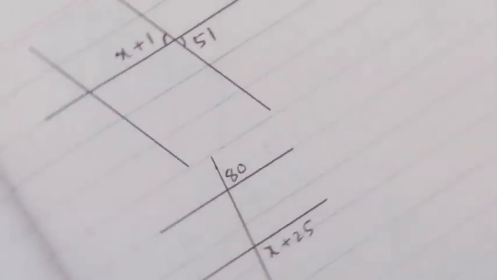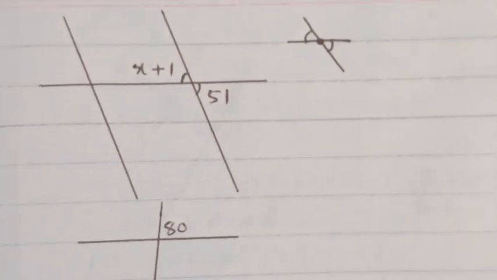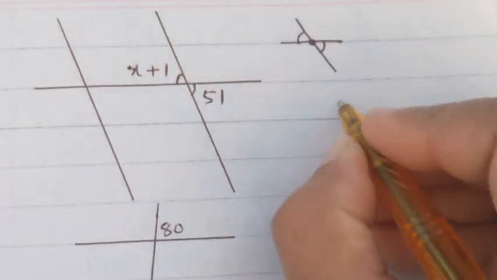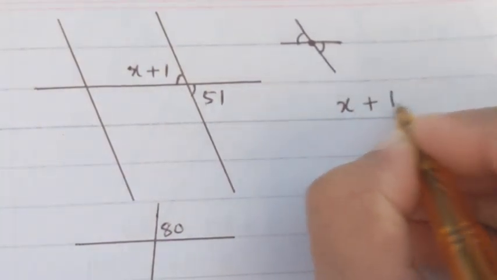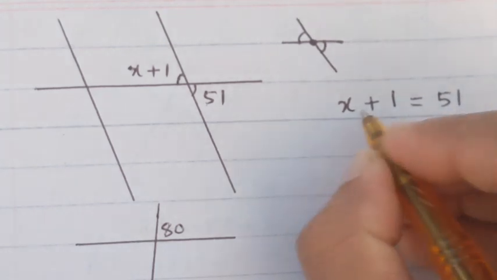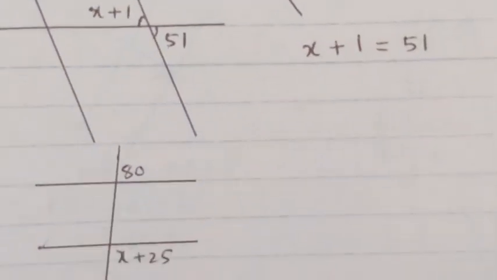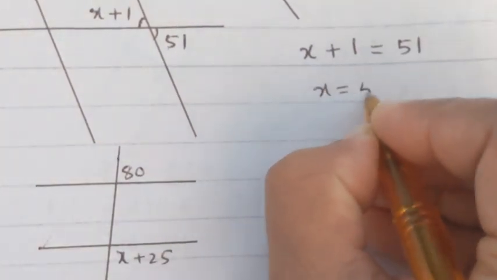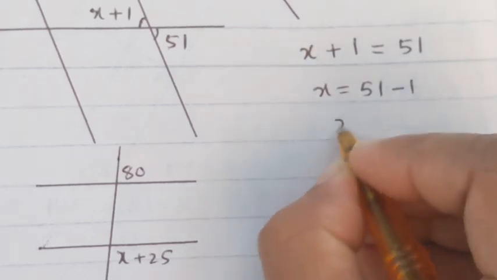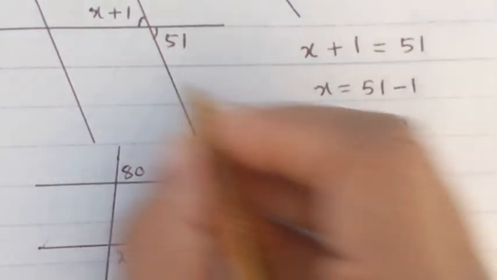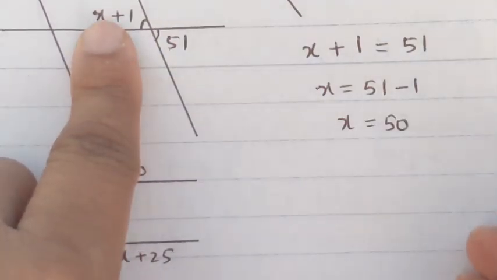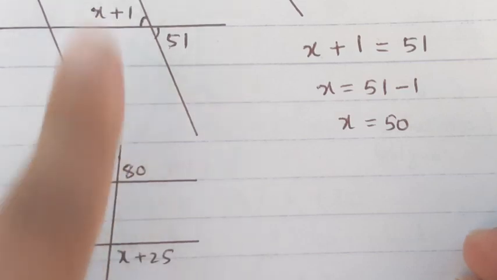So again we can find the value of x using the property of vertically opposite angles. That is, we will write x plus 1 is equal to 51, and when we solve it we will get x is equal to 51 minus 1, and that's 50. So here we can say that the value of x would be 50, right?